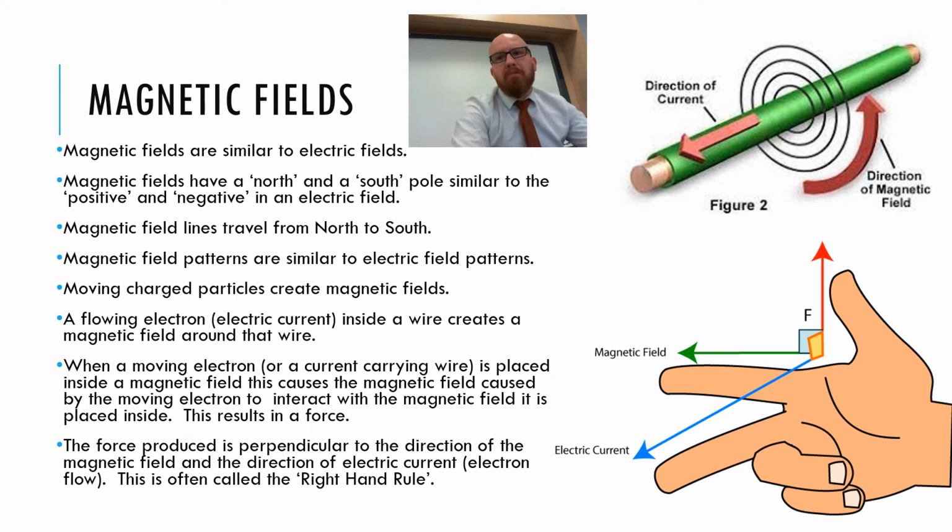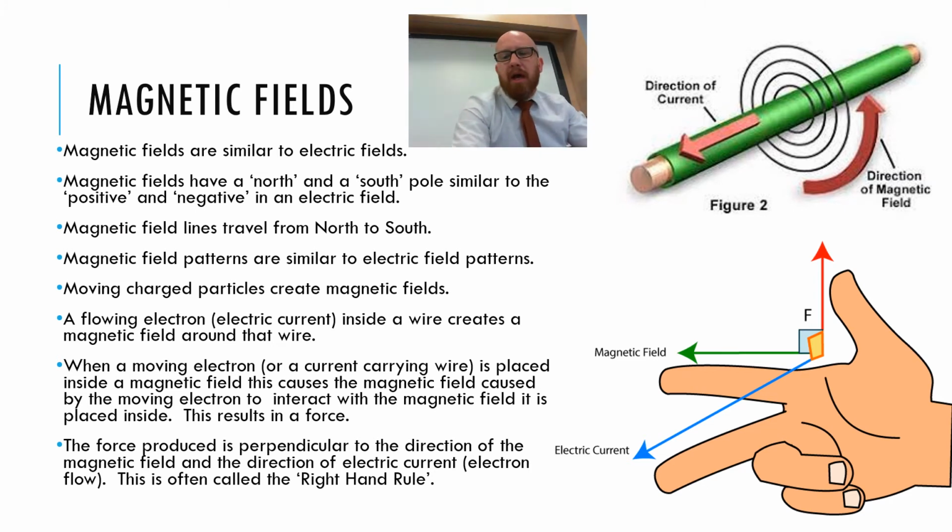Now, when a moving electron or current carrying wire is placed inside a magnetic field, this causes the magnetic field caused by the moving electron to interact with the magnetic field it's placed inside. So if you place a moving electron, which has its own magnetic field, inside another magnetic field, these two magnetic fields interact. They will repel one another or attract one another. If you put a current carrying wire inside a magnetic field, the moving electrons inside the wire create their own magnetic field, which then interacts with whatever magnetic field you put it inside, so repel or attract.